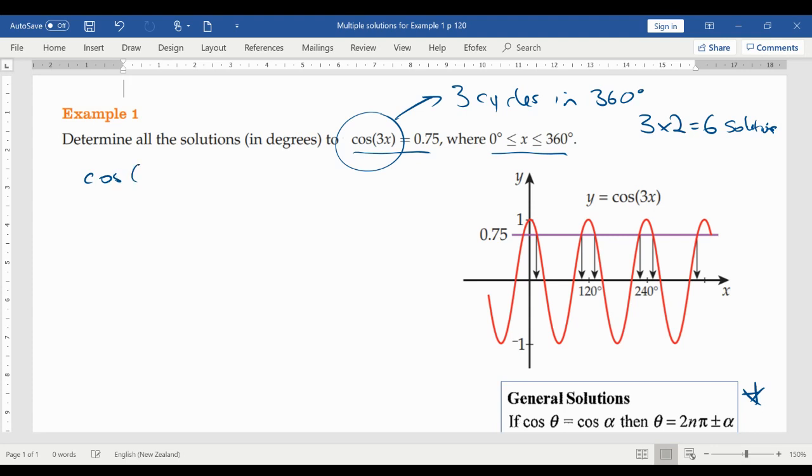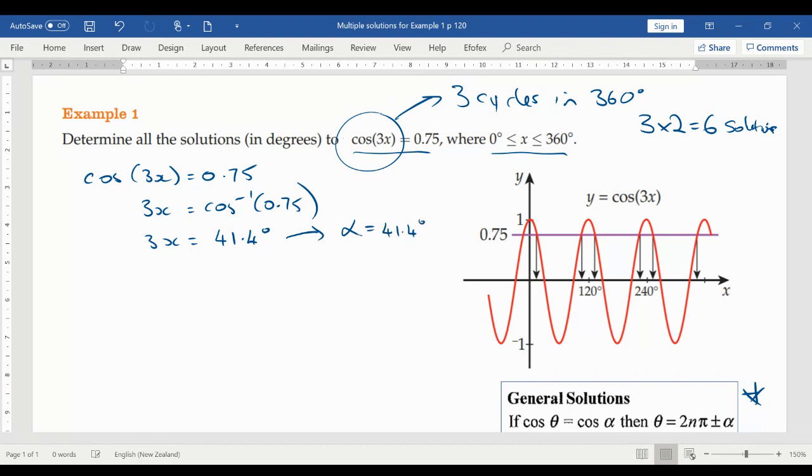It's cos of 3x equals 0.75. And that means that when we cos inverse, we're going to get cos inverse of 0.75. You're going to do that in degrees, so 3x works out to be 41.4 degrees using cos inverse on your calculator. Now, when you do this formula for general solutions, this thing here becomes alpha. So alpha is 41.4 degrees, because when you do the inverse cos, you generate alpha, and alpha is basically going to give you solutions for that.